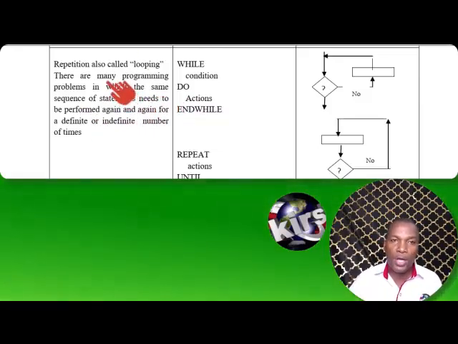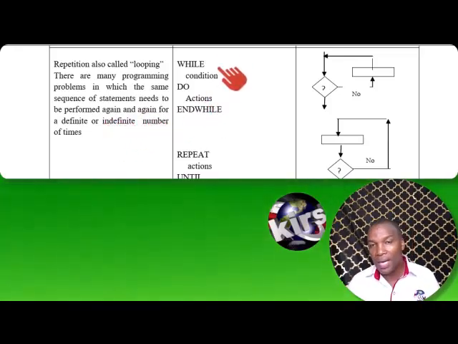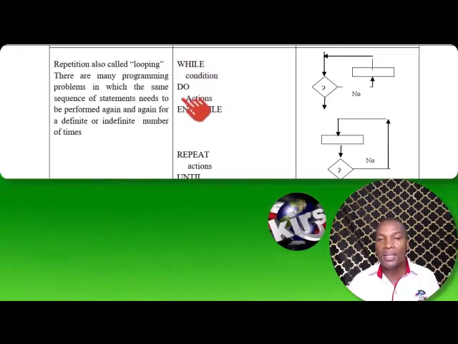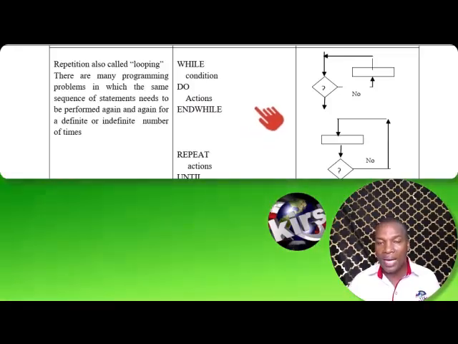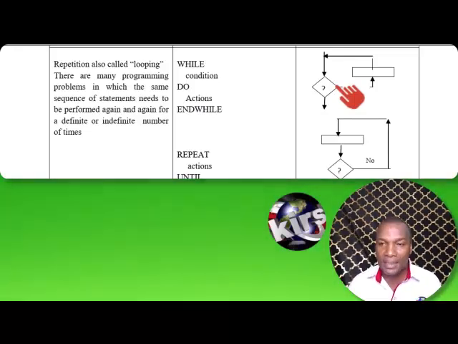Then the other way is repetition. We also refer to this as iteration. At times we also talk of looping, and there are many programming problems in which the same sequence of statements needs to be performed again and again for a definite or indefinite number of times. And when we are doing this, the keywords that we are going to employ are keywords like while, do and while, or of course we shall look at a loop as the other keyword. And of course you still use the decision symbol to determine how many times the condition must be repeated.